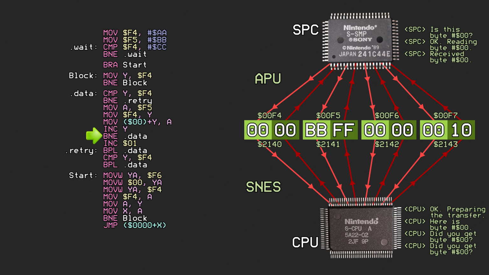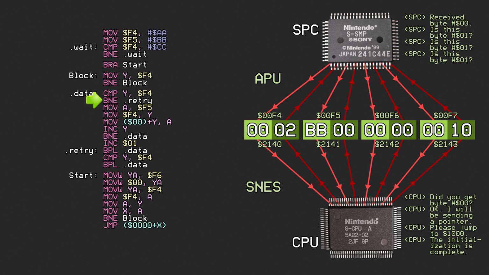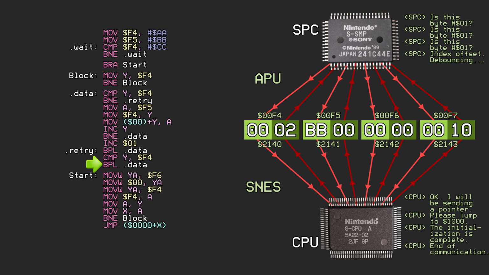If the indices are found to be not equal, but the SPC's is greater than the SNES's, the I/O port is just read over and over again until they match. But if the SNES's index is larger, execution falls through this loop and back into the entry point of the routine, and the process repeats.